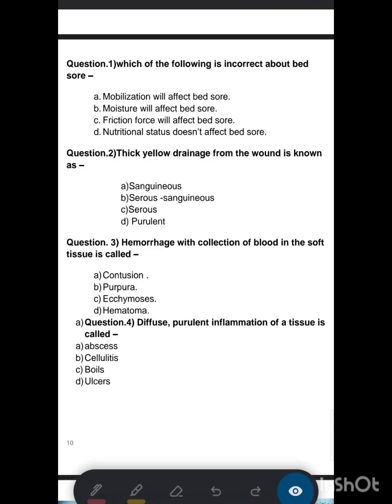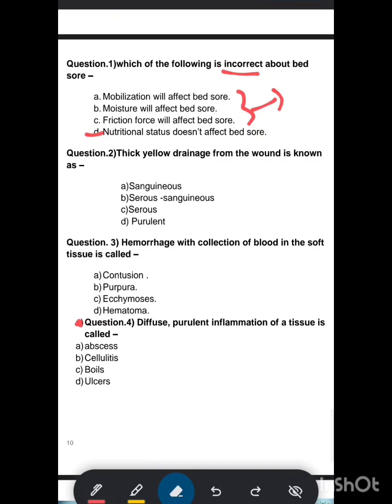Lastly, we're going to solve some questions. Question number 1: which of the following is incorrect about bedsore? First option, mobilization will affect bedsore. We all know that mobilization affects bedsore. Next, moisture will affect. Yes, moisture also affects bedsore. Next, friction force will affect bedsore. With increasing friction force, there is increasing bedsore.